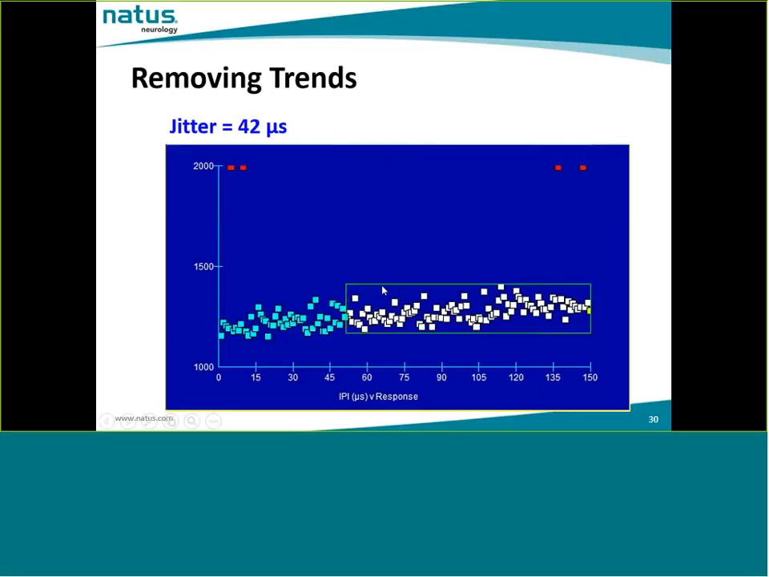Now I am analyzing only those values that are inside the box. There is no trend over here, and the jitter is 42 microseconds. It really didn't make much of a difference. And this is inherent in the formula of MCD. The data that were excluded are shown with blue color. So this is another powerful tool for removing trends.